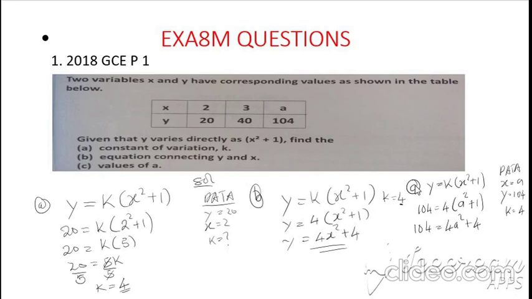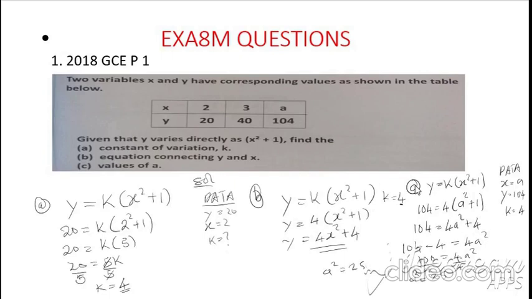So 104 and 4, 4 can go that side. So I'm going to have 104, when this 4 crosses the equal sign to become minus 4, is equal to 4A squared, like that. When you subtract, you're going to have 100 is equal to 4A squared. Then you want to remain with A. So what are you going to do? You're going to divide both sides by 4, even here by 4. So what is 4 into 100? You're going to have A squared is equal to 25.